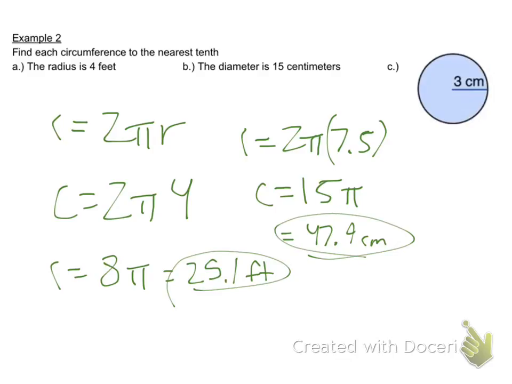And if they give you a picture and it shows you that the radius is 3, not too bad. C equals 2 times pi times 3, which equals 6 pi, 18.8, and that would be centimeters as well.